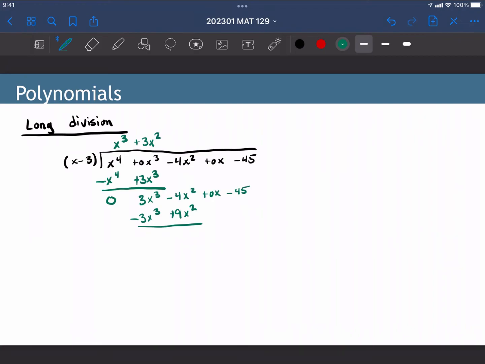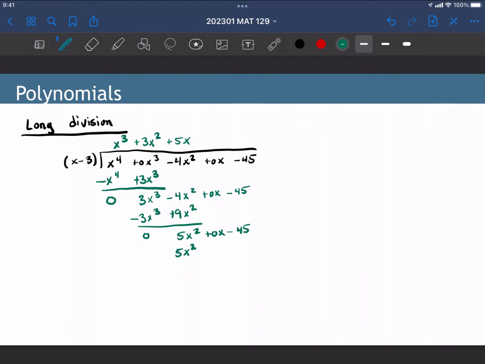That's how I think of it. Other people do it differently. I don't know. Whatever works, as long as you get it right. That's 5x squared plus 0x minus 45. Right? And so then now what? I need 5x squared, so then I'll say plus 5x. 5x times x is 5x squared, because I want those to match, because then when I subtract it cancels, right?